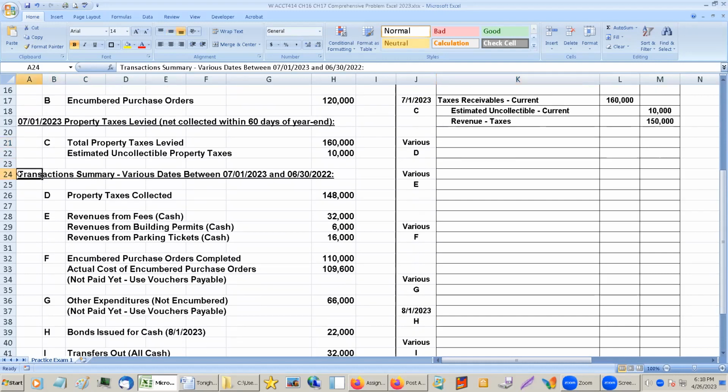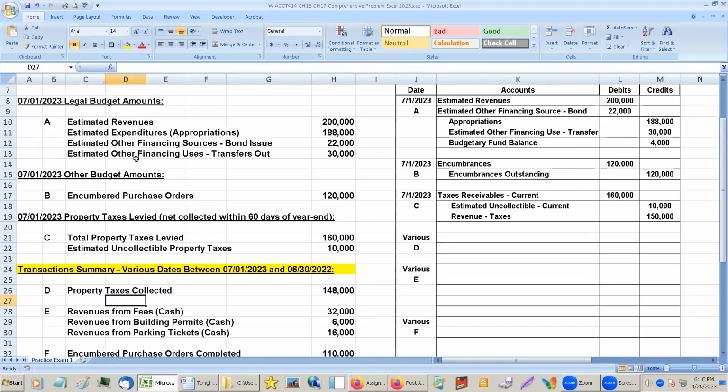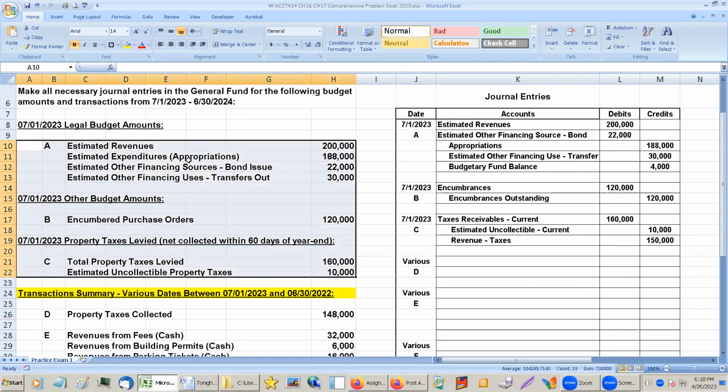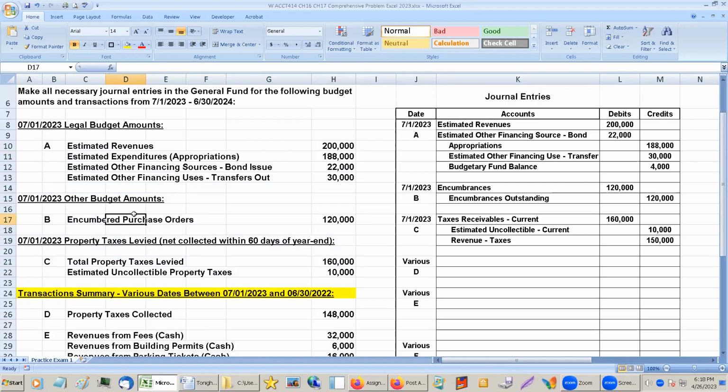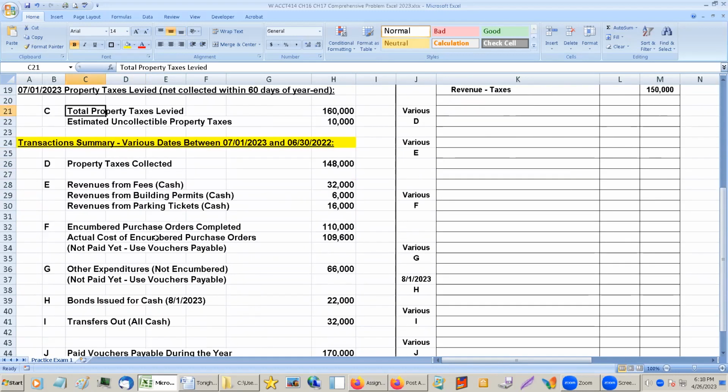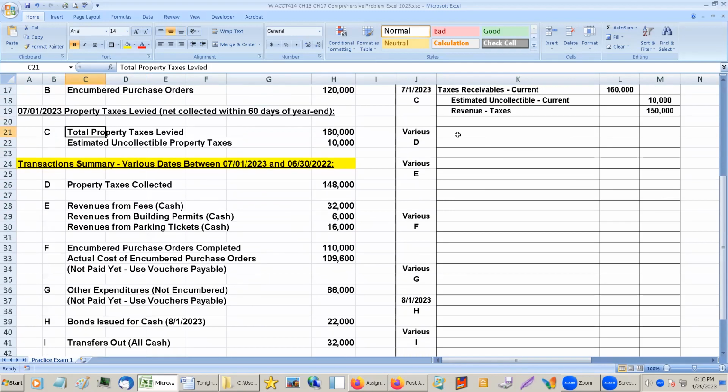Okay, so the rest of these are transactions that happen during the year. Well, that wasn't very spectacular. Let's try that again. These are transactions that happen during the year. So this is kind of, you know, first day or pretty close to it of the year. Put the budget on the books, encumber all the things that we have to set money aside for, and send out the tax bills. And the rest of these are kind of what happened throughout the year. So we're going to do the journal entries for these throughout the year. Okay.